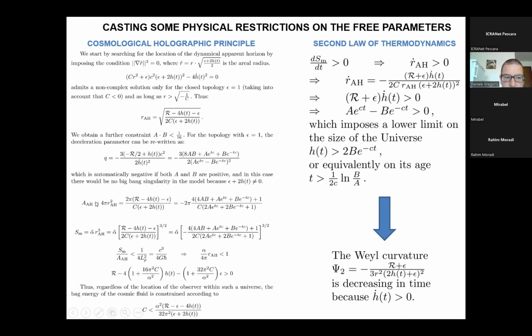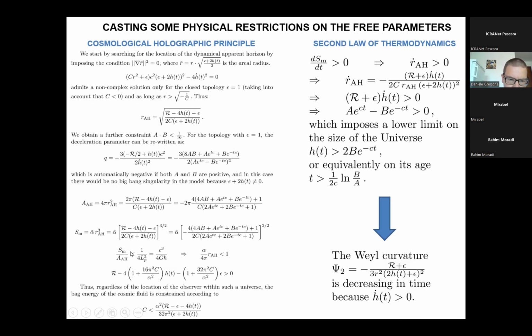Furthermore, we computed the horizon area very simply, and we computed the entropy of a matter field inside the horizon. You can see this is the entropy of matter, and so it obeys the scale law as the volume of a system.